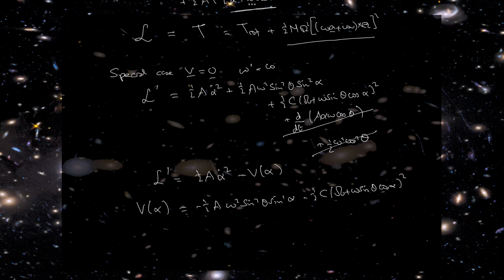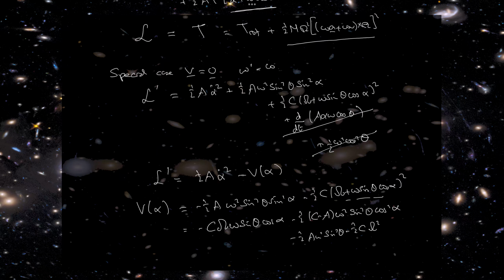We can expand the squared term, minus c omega times little omega sine theta cos alpha, that's the cross term we get from here, minus a half c minus a omega squared sine squared theta times cos squared alpha, minus a half a omega squared sine squared theta minus a half c omega squared. We converted the sine squared into a cos squared to get that term there. That term is just a constant, so if we want we can ignore it.